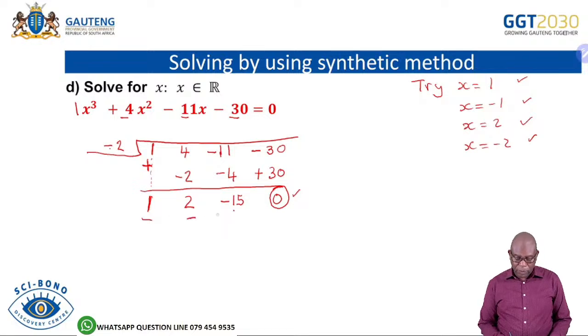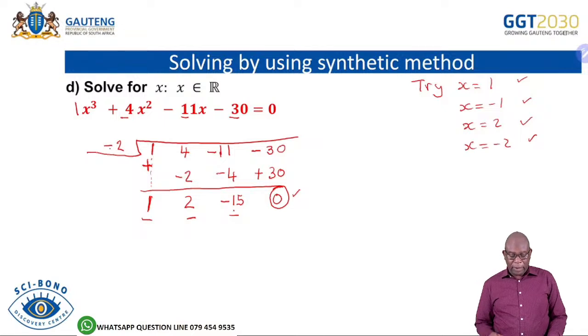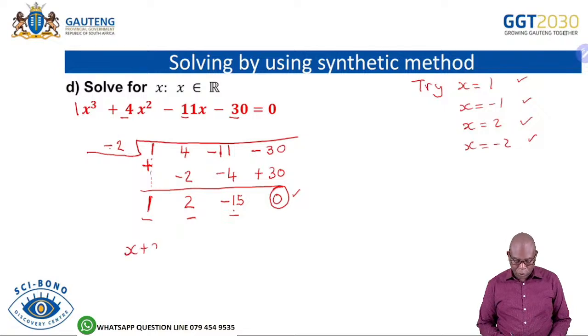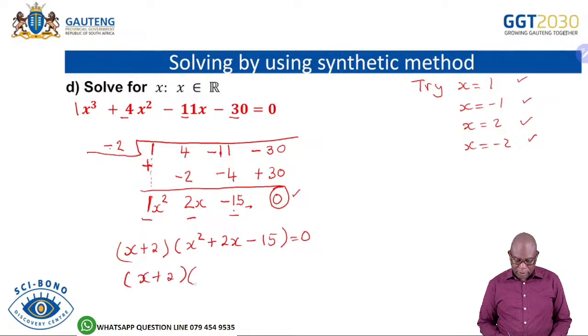What do these 3 mean to me? It means I've got x - 2 as our factor. Remember, if it's -2, I write it as x plus 2. Then I'll have my x squared, my x, and no x. So these are the coefficients of the quadratic equation: x squared plus 2x minus 15 equals 0. Then I can factorize this. I'll have x, a 5, and a 3. So 5 will be positive, 3 will be negative, equals 0.